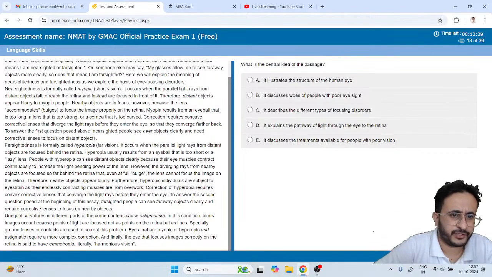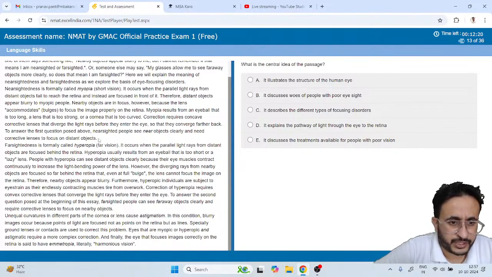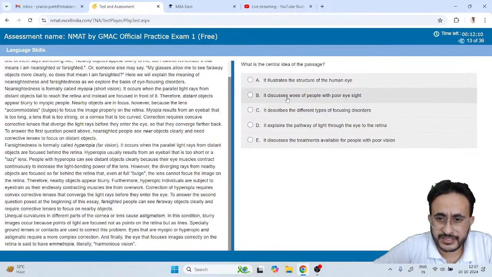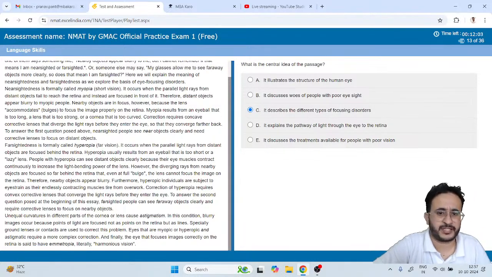That first paragraph talks about what is nearsightedness, what happens in that. So if needed, like you can come back to it. Okay, what correction farsighted they have mentioned, and then they have described astigmatism, right? So that is the primary structure. So it describes the different types of focusing disorders. Okay, so what are the different types of disorders has been described here.